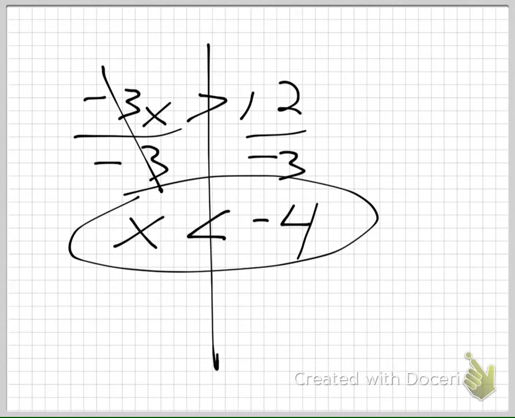Okay? You should write that down somewhere in words. Whenever you multiply or divide both sides of an inequality by a negative, you have to flip the sign.